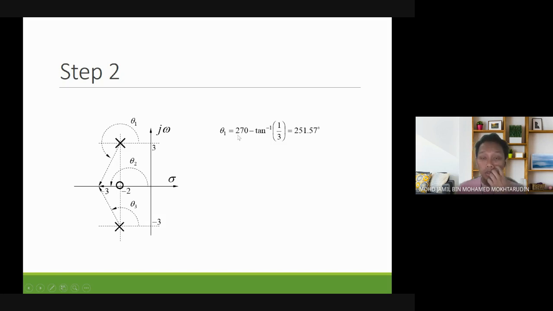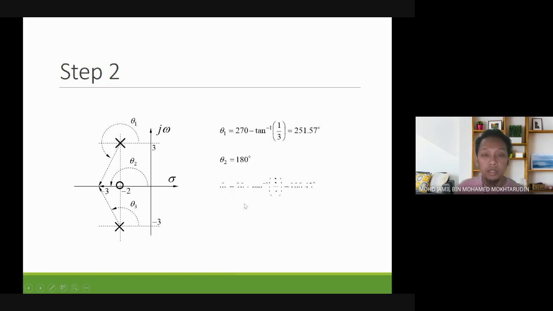So you can use tangent or cosine formula or any trigonometric formula, depending on how you look at the angle, okay? So in this case, it is 270 minus tangent inverse of 1/3. Okay, it can be 180 plus or 360 minus. So it depends on how you look at the angle. Okay, so this is θ1 and then θ2. You don't have to measure this, it's 180 degrees. Okay, -3 is just behind -2, so it's 180 degrees.